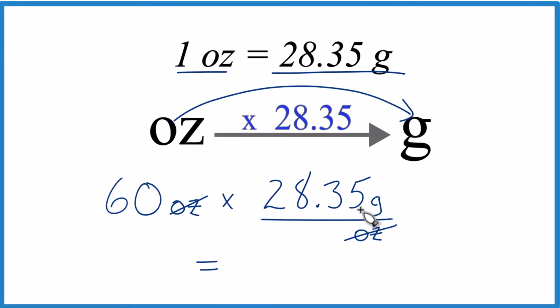Do the math, we get 1,701, and the units, that's grams, because that's all that's left. Ounces, it canceled out. That's how you do it. That's how you convert 60 ounces to grams. If you wanted to go from grams back to ounces, you just divide by this number.